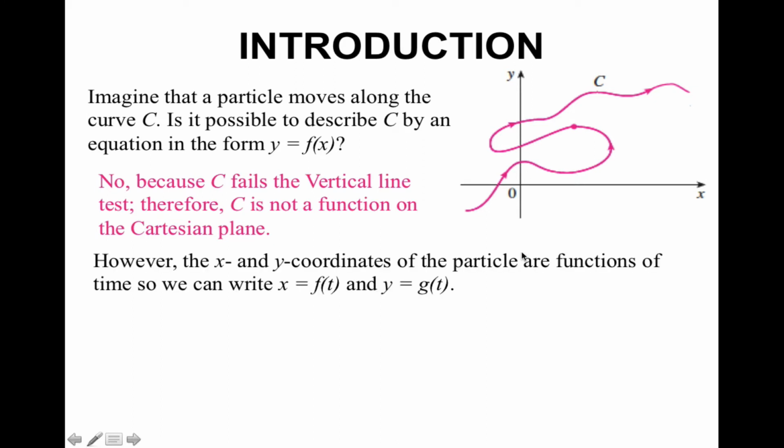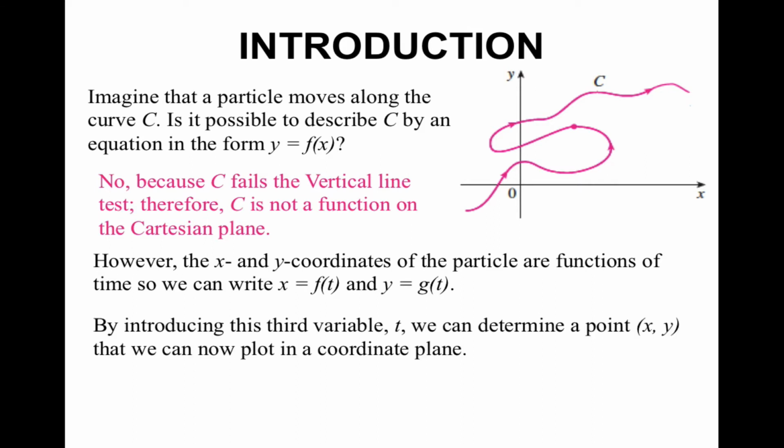However, the x and y coordinates of the particle are functions of time. So we can write x equals f of t and y equals g of t. By introducing this third variable t, we can determine a point, x comma y, that we can now plot in a coordinate plane. So this leads to a definition of parametric curves.